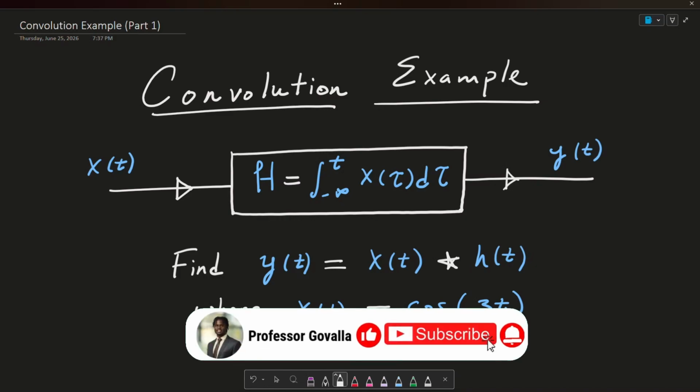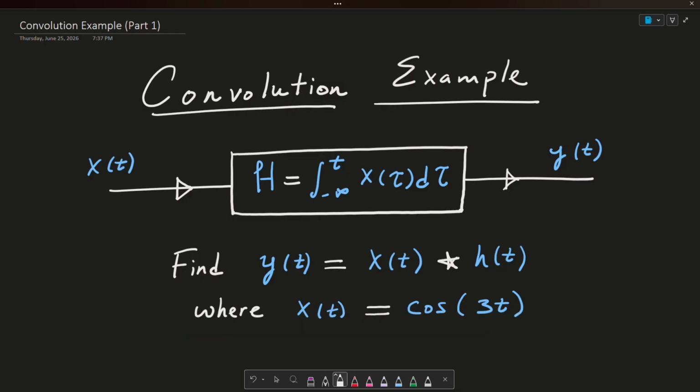My name is Professor Gavala, and today I'm going to be doing a convolution example where we're tasked with finding my output y of t, where the output is equated to the input x of t convolved, or the convolution operator, with my impulse response h of t. And the problem says here that x of t is denoted as cosine 3t.